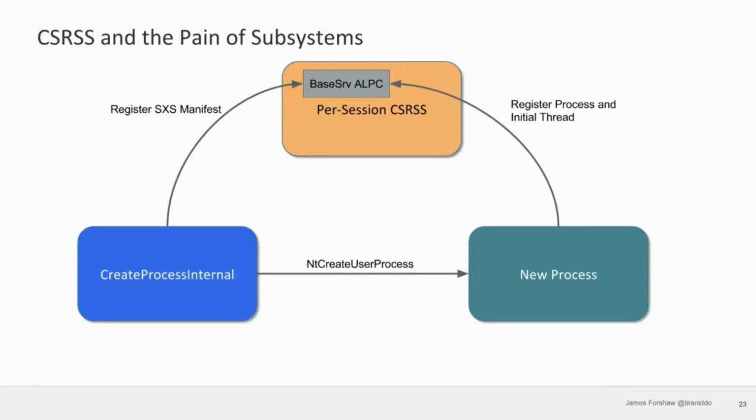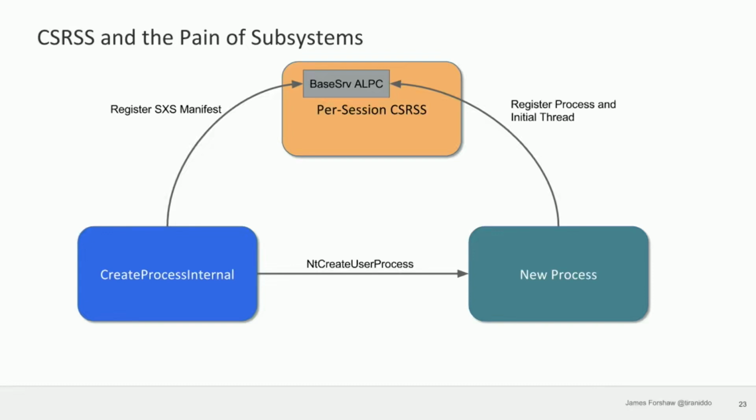And we can go back to sort of CSRSS and the pain that causes. For the most part, you can run a process on Windows without requiring CSRSS at all. But so many of the Win32 APIs rely on CSRSS being up and being initialized that basically you can't really get by without it, which is kind of a shame.